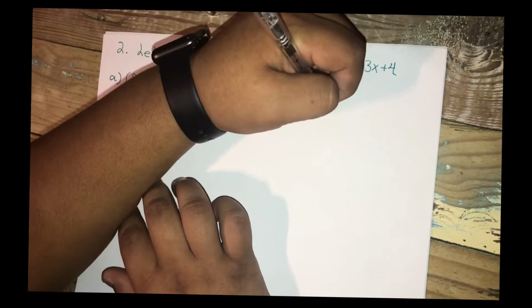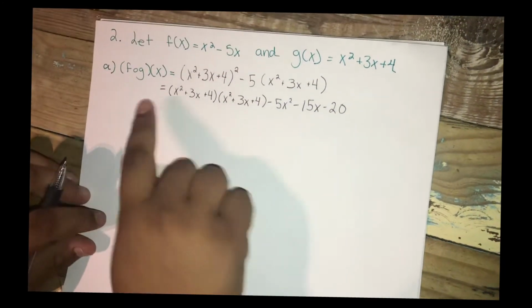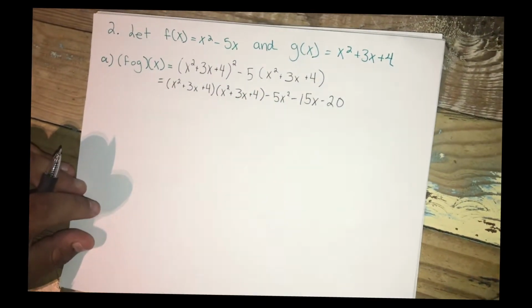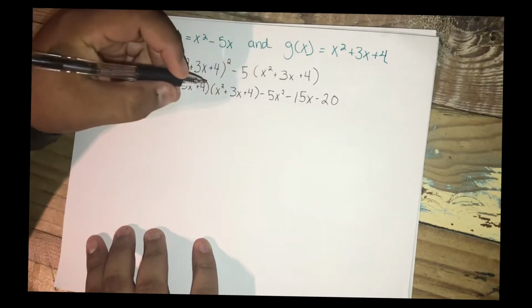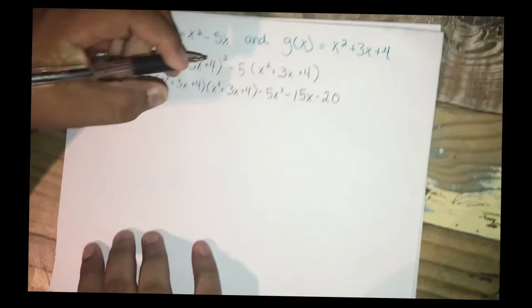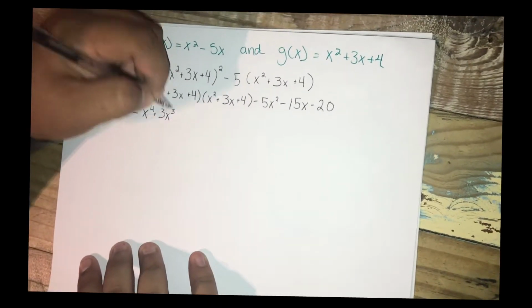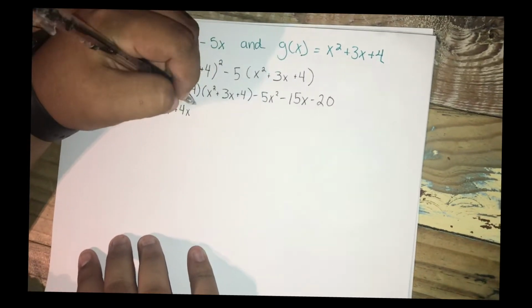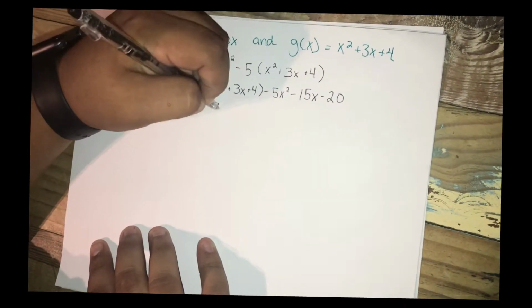We did this again by simplifying the (x squared plus 3x plus 4) squared. So we simply simplified it by multiplying it by itself, so it came out to x squared plus 3x plus 4 times x squared plus 3x plus 4. And we just used the distributive property for the other part of the function, which was the minus 5 parentheses x squared plus 3x plus 4. And that just became minus 5x squared minus 15x plus 20.